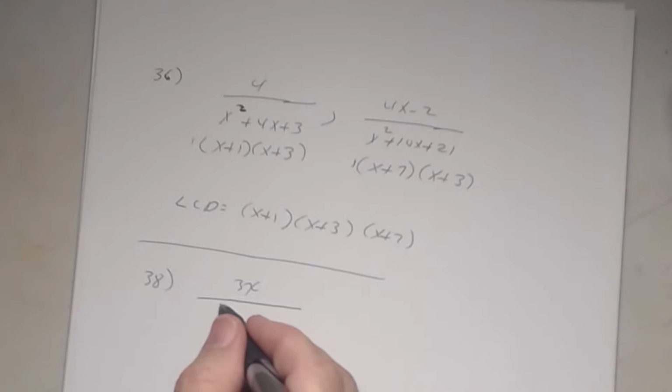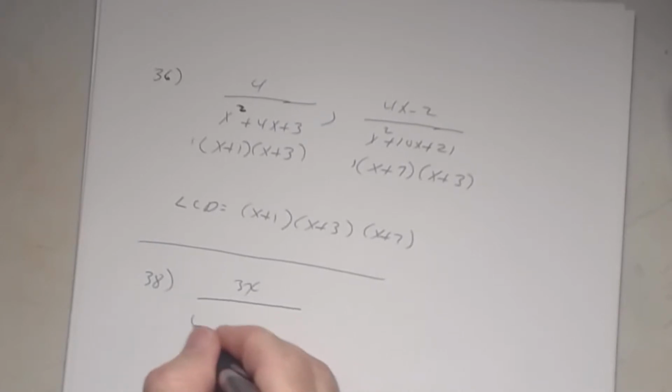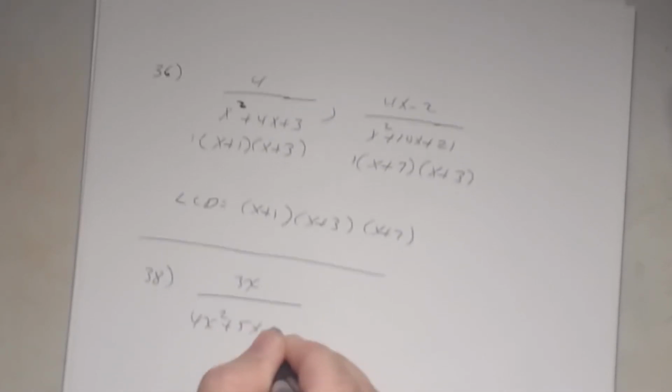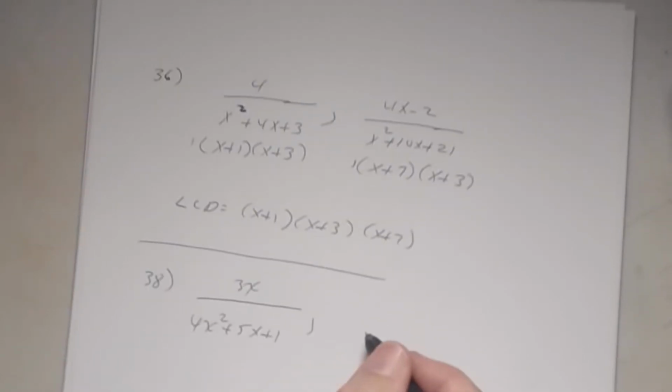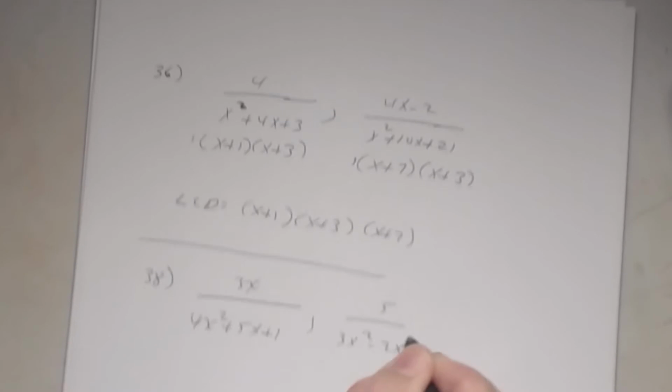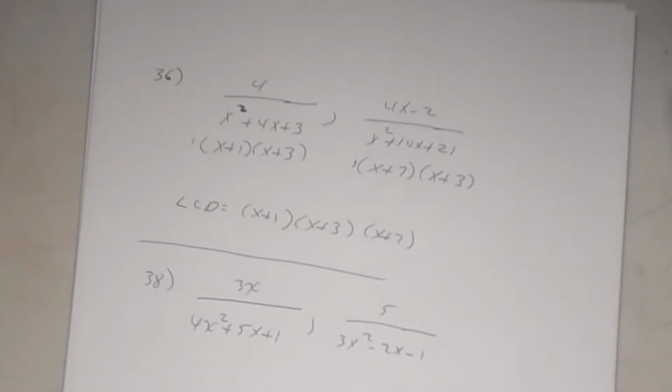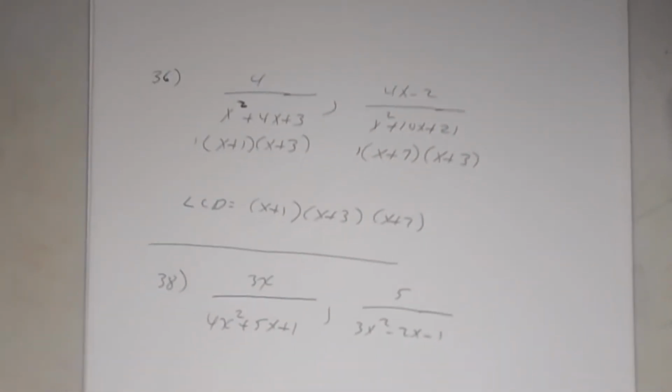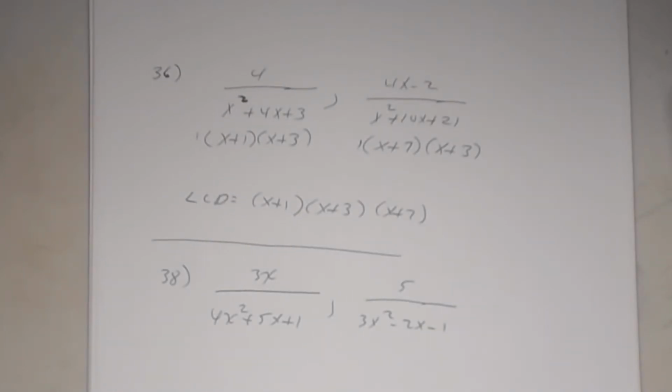Probably. 4x squared plus 5x plus 1, comma, 5 divided by 3x squared minus 2x minus 1. 4x squared plus 5x plus 1. 3x squared minus 2x minus 1. All right. Start with some factoring. All right, so factor the first one.